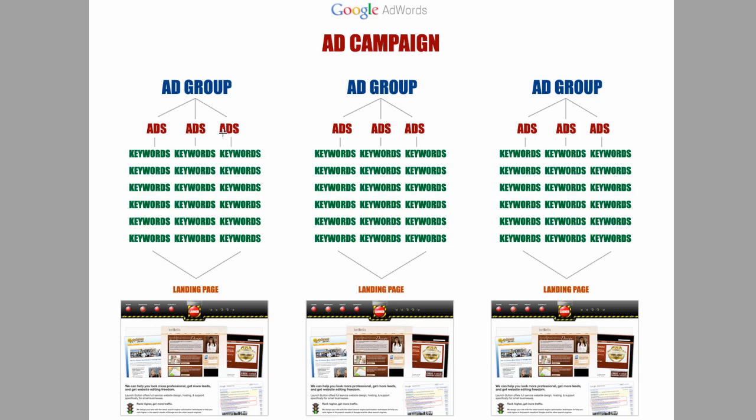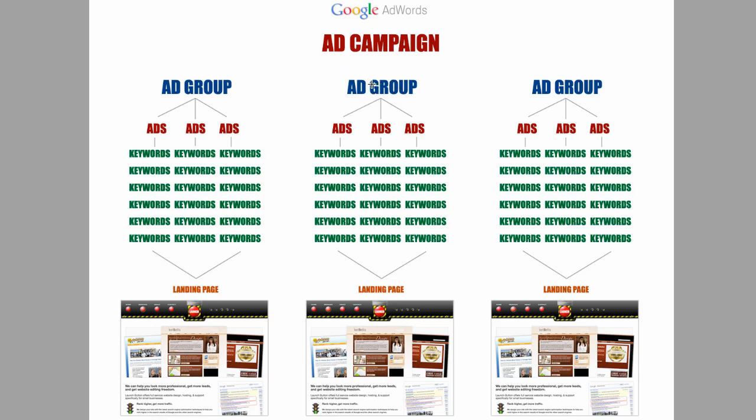It houses your ads and the keywords related to that ad. So we create an ad, we attach a bunch of keywords to that ad, and then we send them to a landing page. The reason there are more columns here is because we'll create another ad, attach different keywords to that ad, and send them to a landing page. And then we just repeat that over and over. And then we repeat that with the ad groups.